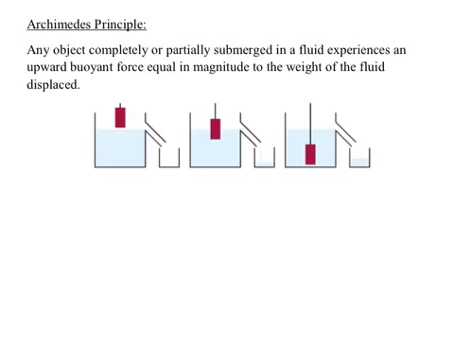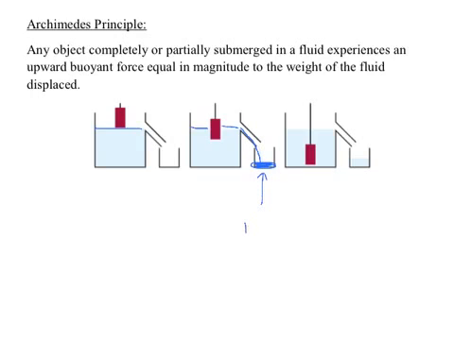Now, Archimedes' principle tells us that any object completely or partially submerged in a fluid experiences an upward buoyant force equal in magnitude to the weight of the fluid displaced. Let's discuss that because that's a bit confusing. So here's the water level. Object is not submerged. Now it's partially submerged, and a certain amount of water has come out as a result. That water is still streaming over the side here.